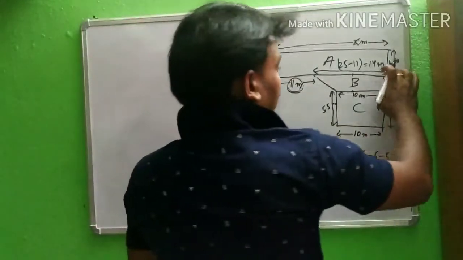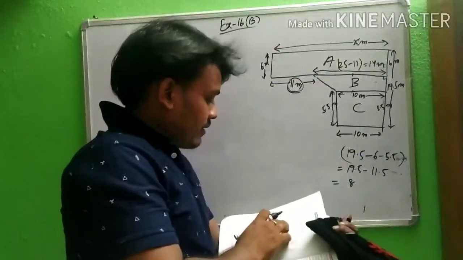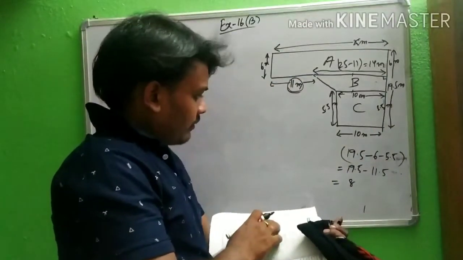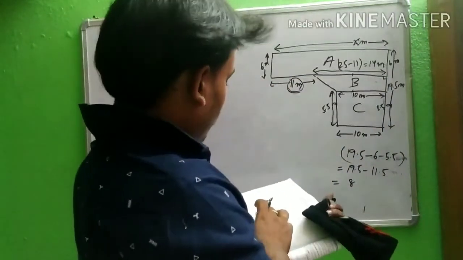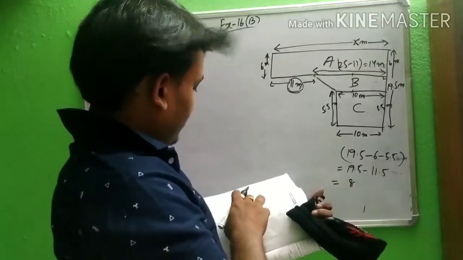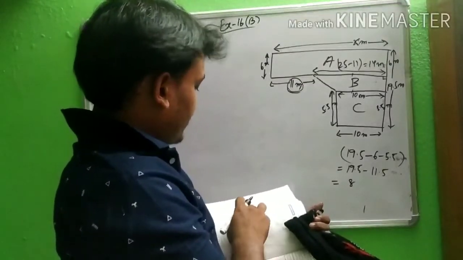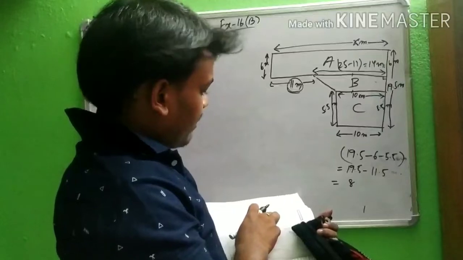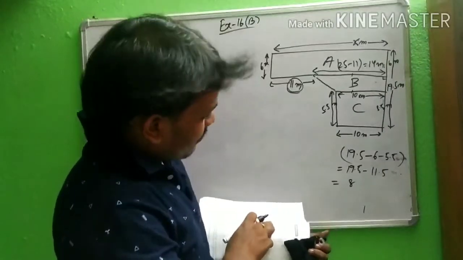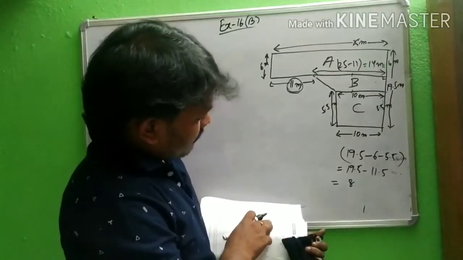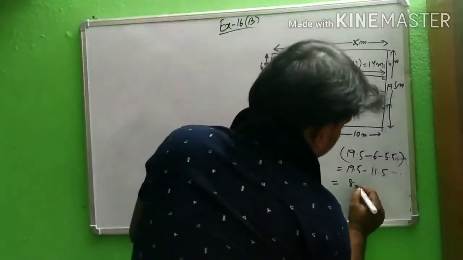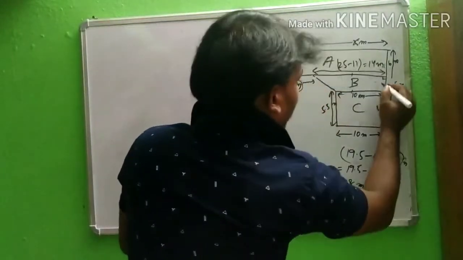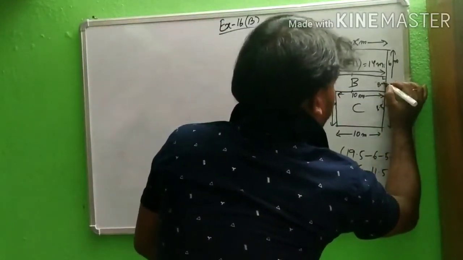Okay. So the total length is 19.5, 5.5 plus 6 is 11.5. 19.5 minus 11.5 equals 8. Okay. So 8 meter. The value of this one is 8 meter.